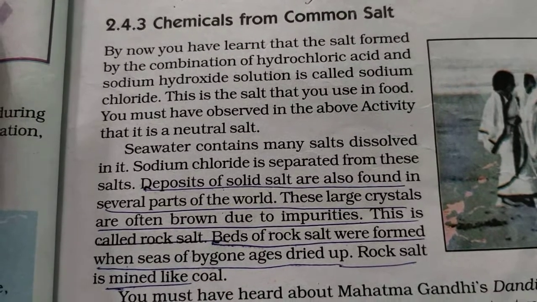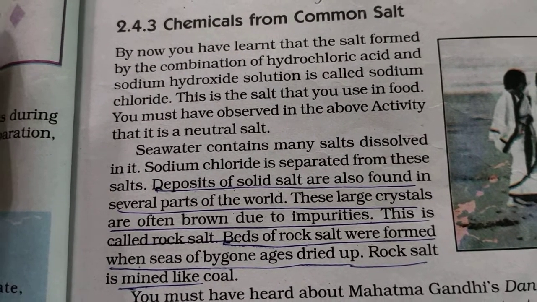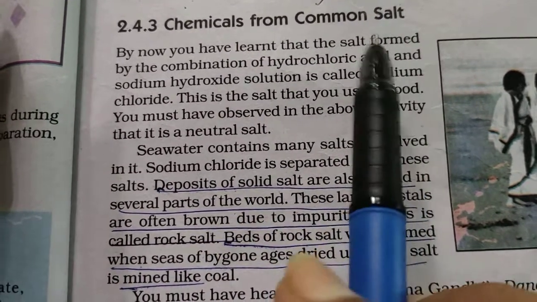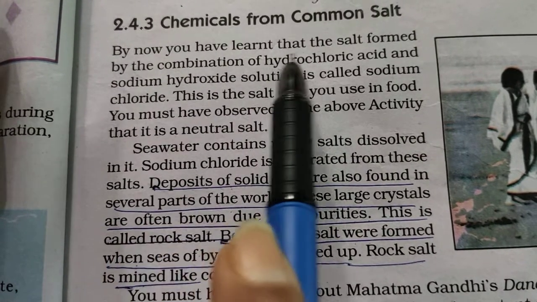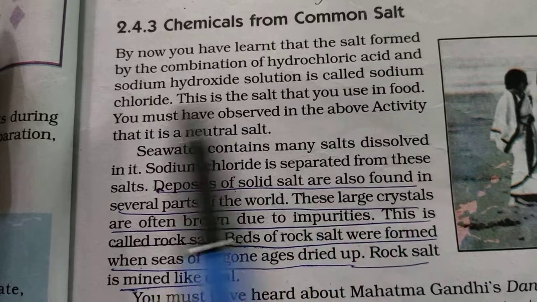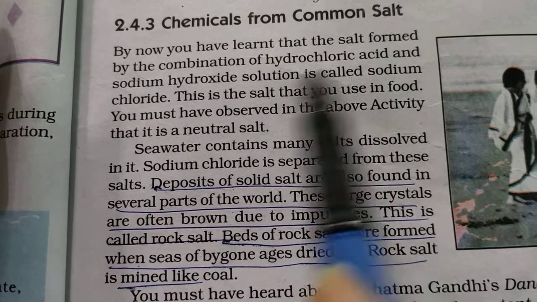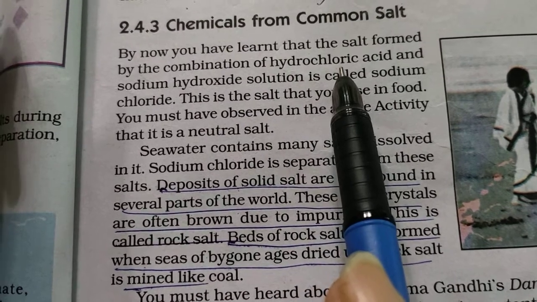So student, now I am going to the next part of acid, base and salt: chemicals from common salt. Common salt means sodium chloride, NaCl. By now you have learned that the salt formed by the combination of hydrochloric acid and sodium hydroxide solution is called sodium chloride. So whenever sodium hydroxide reacts with hydrochloric acid, it will form sodium chloride.